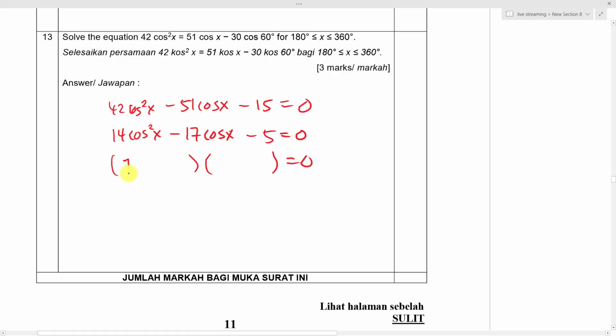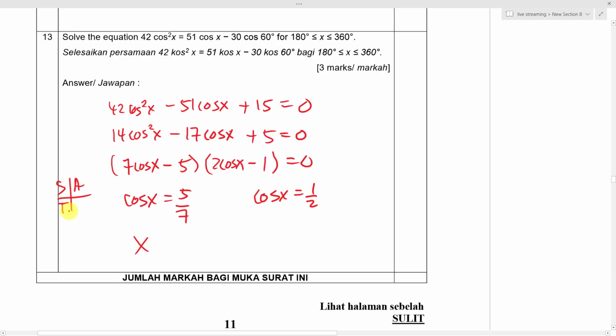Then I can use 7 cos x and 2 cos x. I want to get 17, so it should be 5 and 1. No, it's a minus. Oh no, this is plus, right? Sorry. Yeah, that makes sense, so it's minus for both. So cos x equals 5 over 7 and cos x equals 1 over 2. Both are positive, then it's fine.